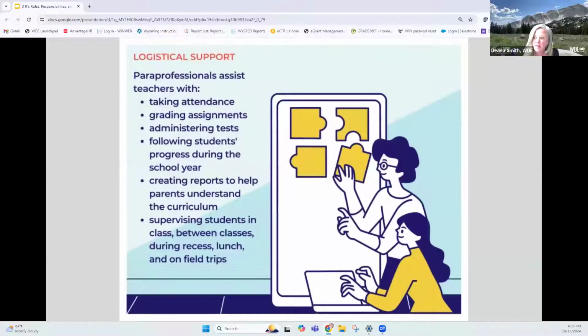So again, these are just a few things. We're going to get a little farther into this, but you'll have these slides so you can go back through and review these at a later time. But definitely notice some of these things: you might be asked to take attendance, and you might help grade, but you're not responsible for administering that final grade. So just know that.